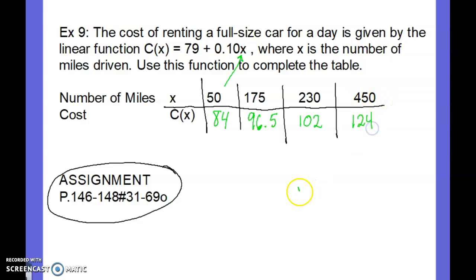So use Desmos anytime you can. It's internet based. You can use it anywhere as long as you have an internet connection. And there's your assignment. Enjoy.